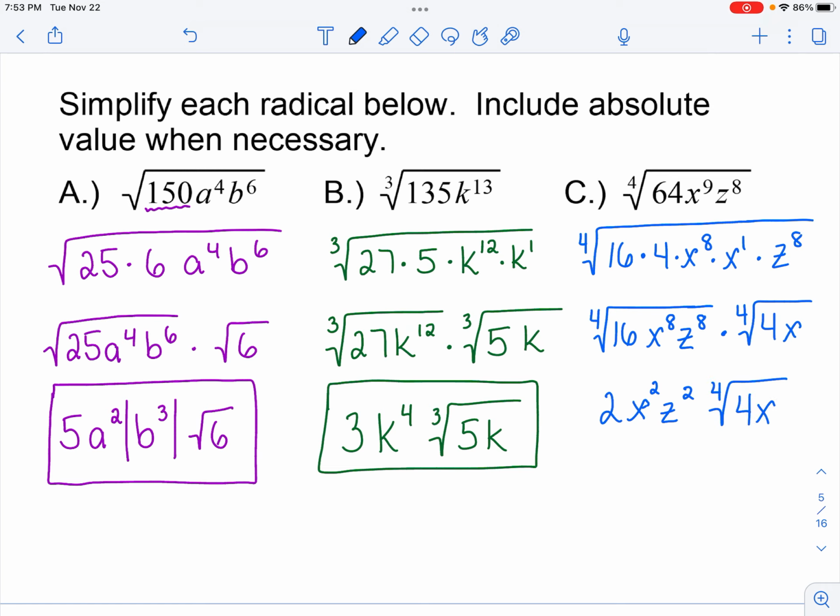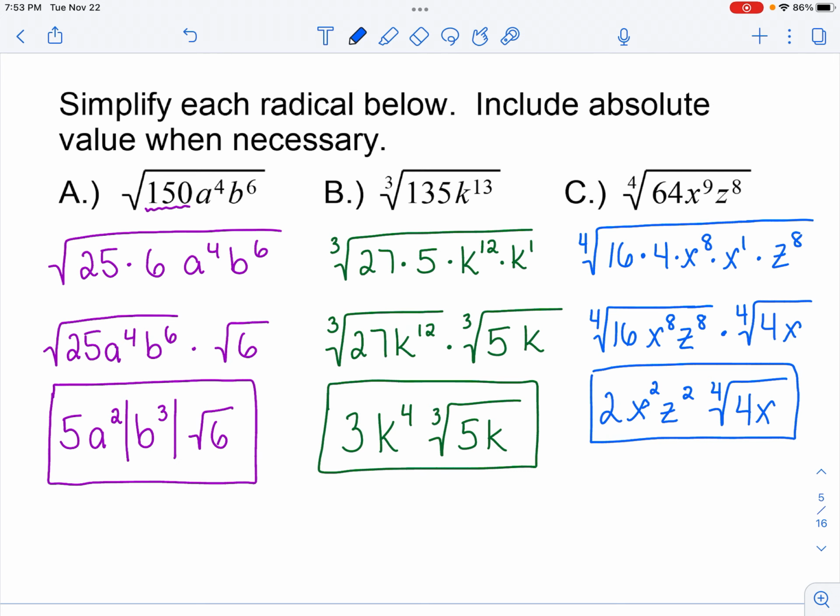Now, this was an even index problem, so I need to consider absolute value. But when I look at the things I wrote outside the radical, they have even exponents, so I don't need to actually worry about absolute value there. Okay, so this is my final answer.